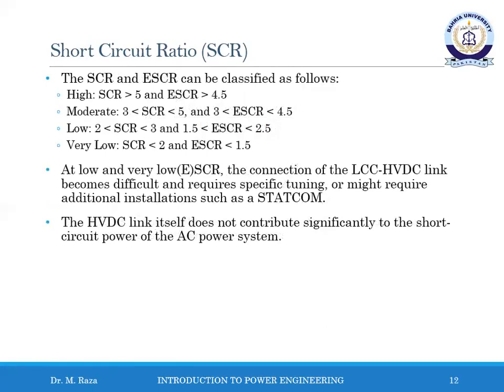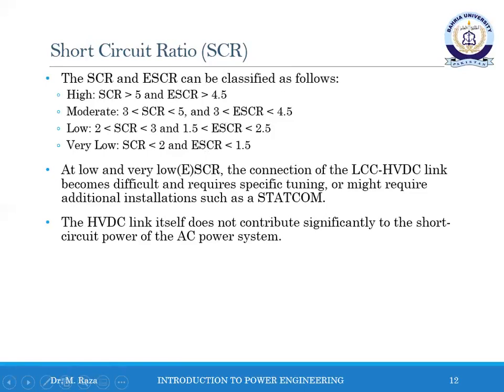The SCR and ESCR can be classified as high, moderate, low, and very low. The system is considered to be strong when the SCR is equal to or greater than 5, or effective SCR is equal to or greater than 4.5. The system has moderate strength when the SCR is greater than 3 but lower than 5, or effective SCR is greater than 3 and lower than 4.5.